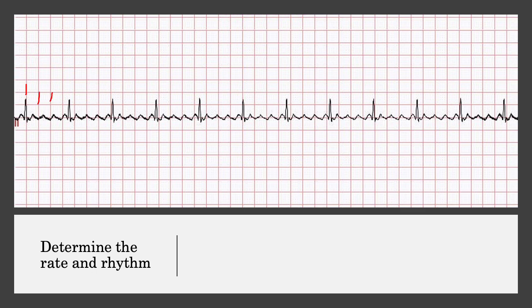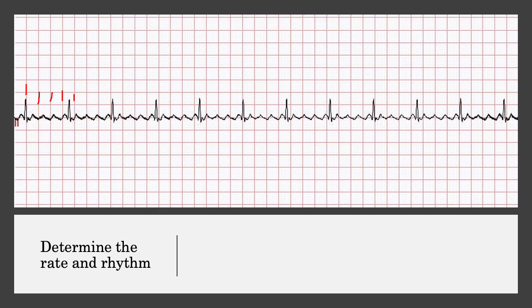So 300, 150, 100. And so it is somewhere between 75 and 100 beats per minute. So I'm going to estimate around 80 beats per minute. And as I said, the rhythm is regular. I have a narrow complex QRS complex. And then if I'm looking for discrete P waves, well, the baseline clearly doesn't look as I would normally expect it to look. So there's no discrete P wave, QRS, and T.